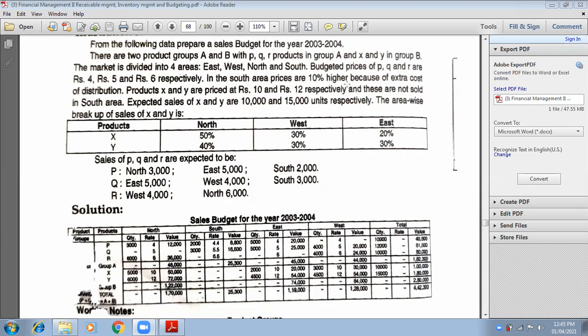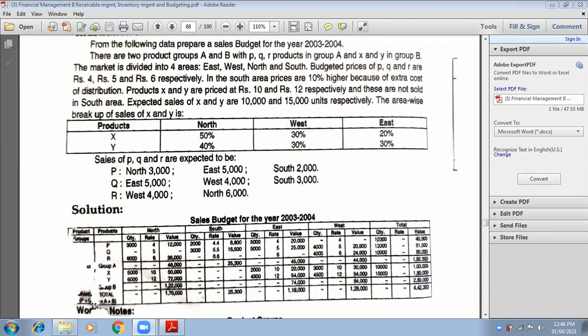Done. Now what you need to do? Total. Look at product P. How many units are there? I'm telling you about quantity. 3000 in the north, 2000 in the south, and 5,000 in the east. So the total quantity is, come on quickly, 3 plus 2 plus 5. 10,000. That's what you need to write in the total column, the last column. Look at my cursor, total column. Quantity 10,000.